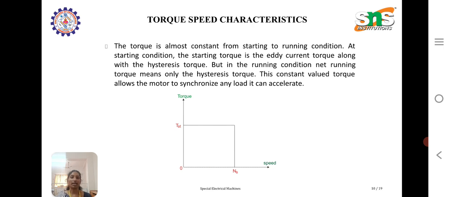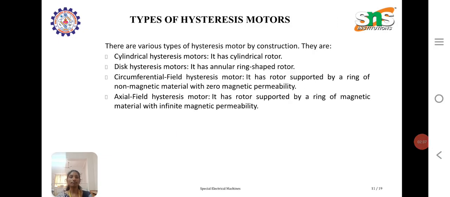Coming to the torque speed characteristics, the torque is almost constant from starting to running condition. At starting condition, the starting torque is the eddy current torque along with the hysteresis torque. But in the running condition, the net running torque is only the hysteresis torque. This constant torque allows the motor to synchronize any load it can accelerate. So it is almost similar from starting condition to running condition. This is the torque speed characteristics of the hysteresis motor.